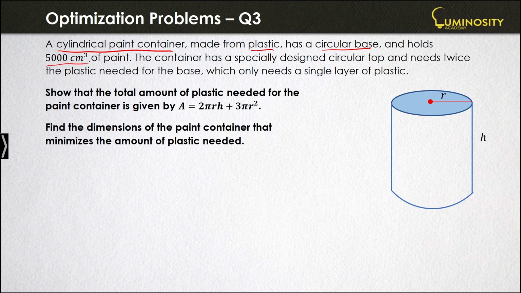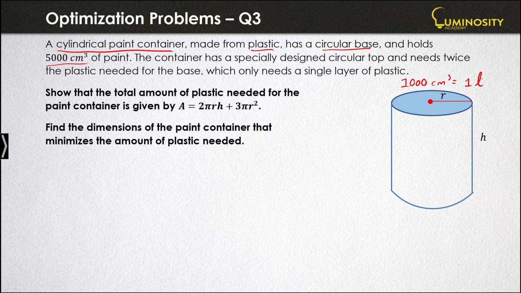Okay, so in case you didn't know, this is a nice fact to know that 1,000 cubic centimeters is the same as 1 liter. So 5,000 cubic centimeters is 5 liters. So this is a 5-liter paint container.